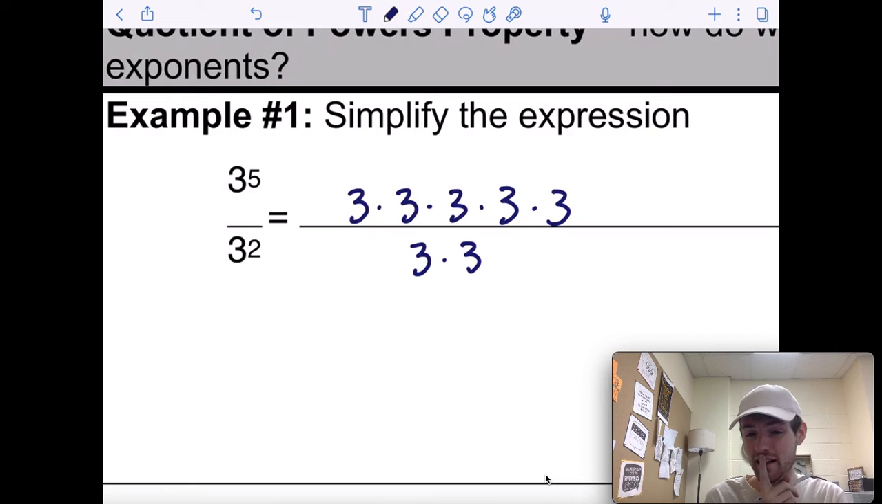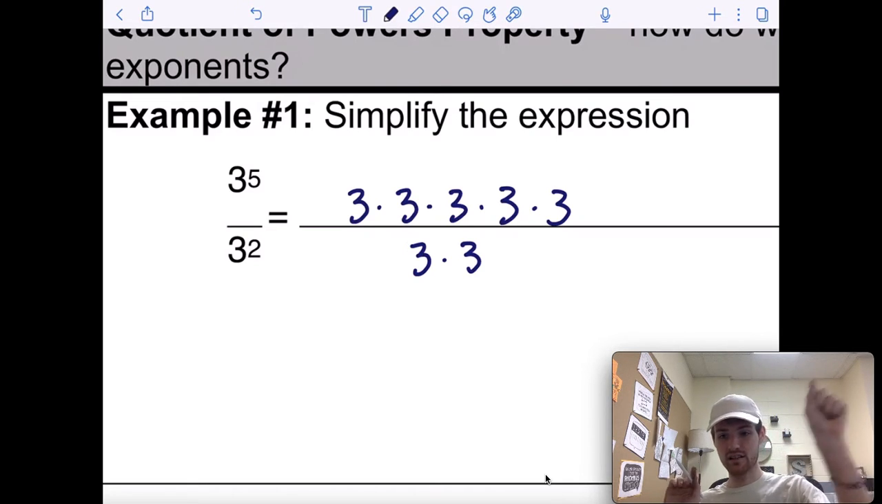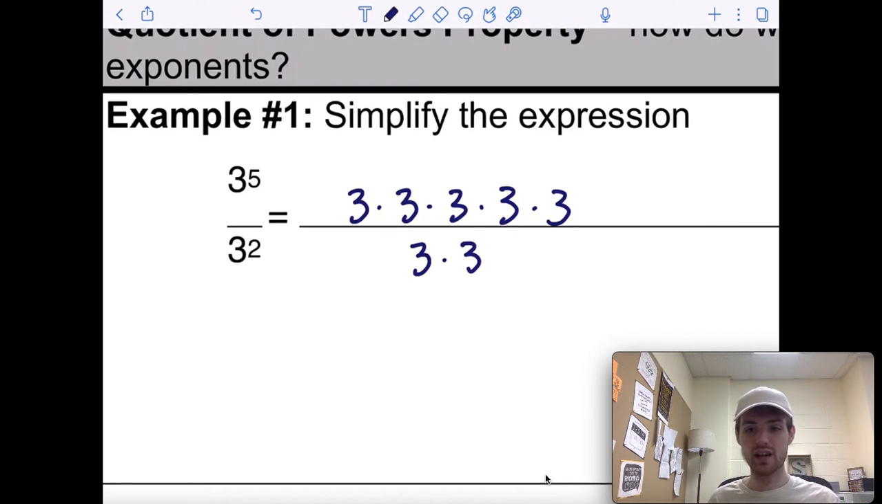There is a trick. When you see the same thing on the top and the bottom of a fraction, you can cancel it out. You can cross it out. So here, let's cross out the pairs of 3's. I see one pair, I see two pairs.